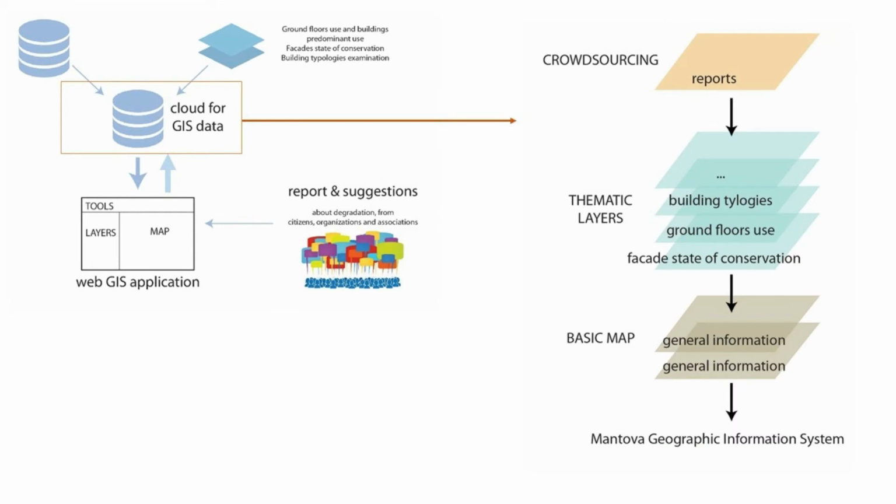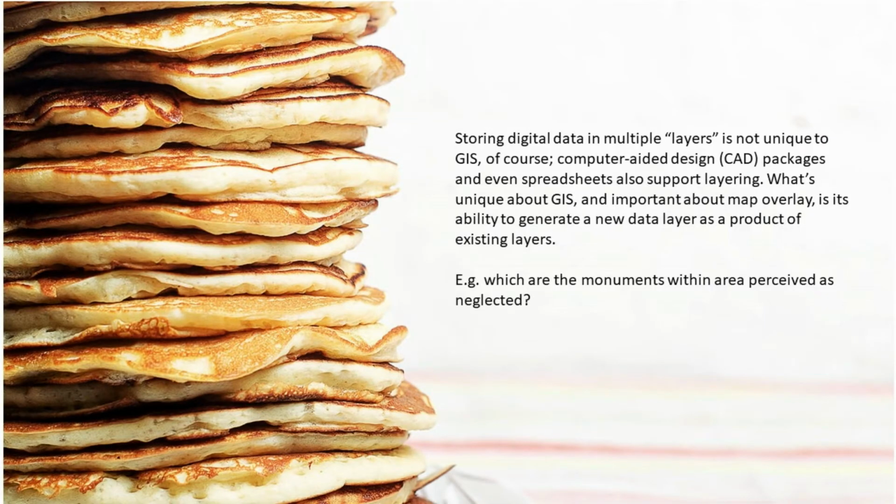Reports and suggestions from citizens could be uploaded in the cloud for GIS data, so this database is now composed by data from crowdsourcing, thematic layers, and one or more basic maps. Storing digital data in multiple layers is not unique to GIS, but what is important about map overlay is its ability to generate a new data layer as a product of existing layers. For example, which are the monuments within areas perceived as neglected?